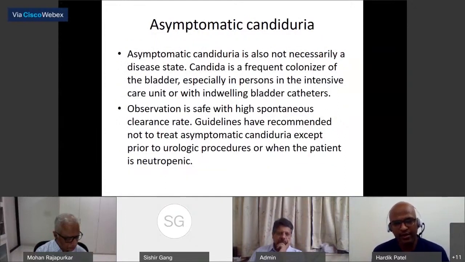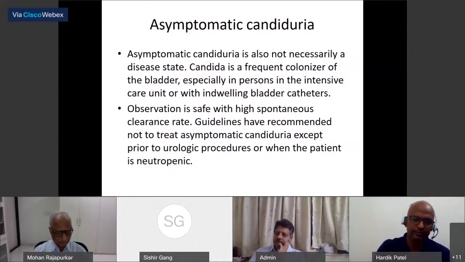A word about asymptomatic candiduria. Again, it should not be treated, because Candida is a frequent colonizer of the bladder, especially in persons in the ICU or with indwelling catheters. It should be kept under observation because it has a high clearance rate, and should not be treated if asymptomatic. The only situations where it should be treated are if we are planning procedures or the patient is severely neutropenic.